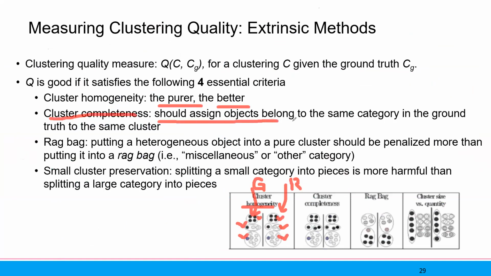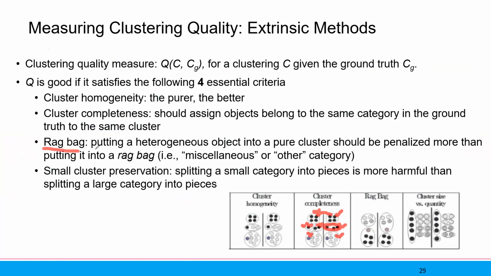Cluster completeness should assign objects belonging to the same category in the ground truth to the same cluster. So if the ground truth is like this, we have 1, 2, 3, 4, 5, 6, 7. So we have 7 here. Then this one is complete. This one is not complete because it should be separated into 1 and 2, but it is grouped. This one is complete.